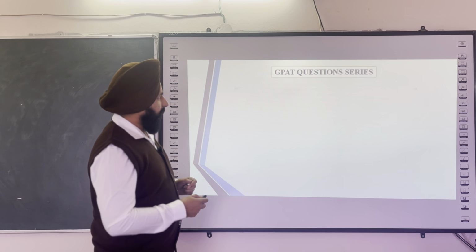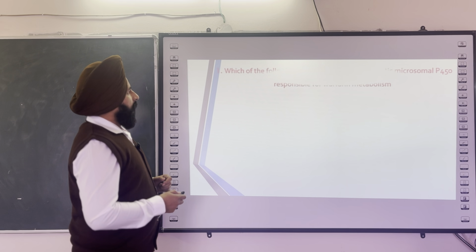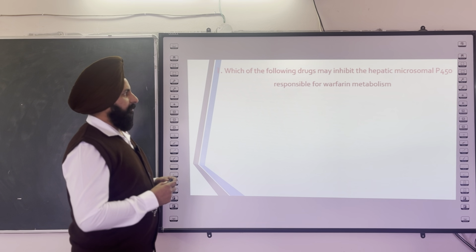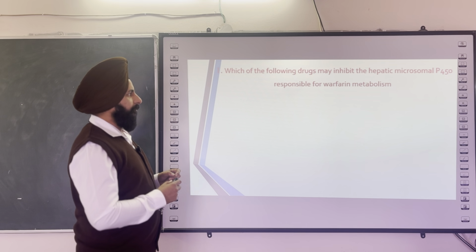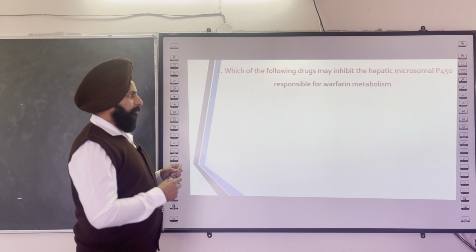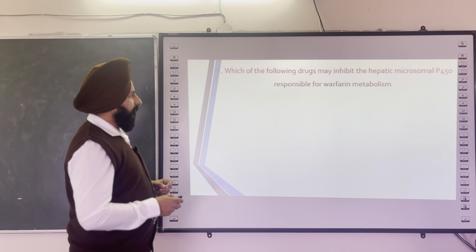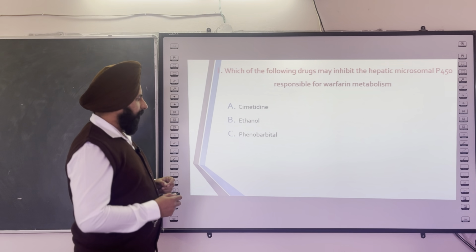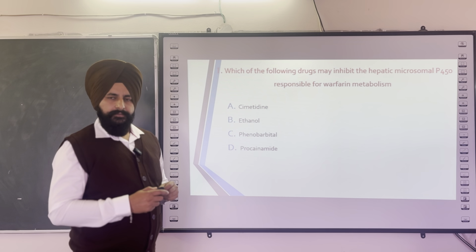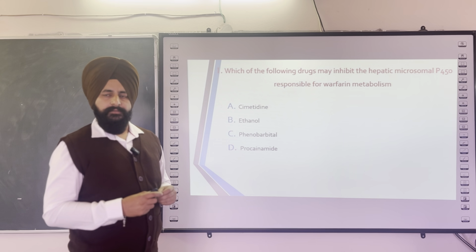So next questions in this GPAT series are: which of the following drugs may inhibit the hepatic microsomal P450 enzyme responsible for warfarin metabolism? The options for this question are cimetidine, ethanol, phenobarbital, and procainamide. So you can choose the correct option for this question and you can comment in the box.